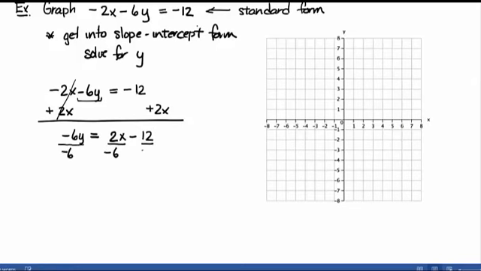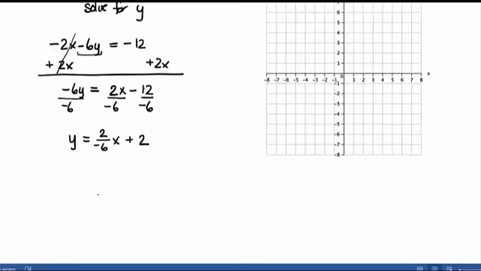So everything gets divided by negative 6. The negative 6s cancel, and I'm left with y equals 2 over negative 6x, right? And then negative 12 divided by negative 6 is plus 2. And I can rewrite this: 2 over 6 is just 1/3, and it's negative, right? So it's negative 1/3 x plus 2.